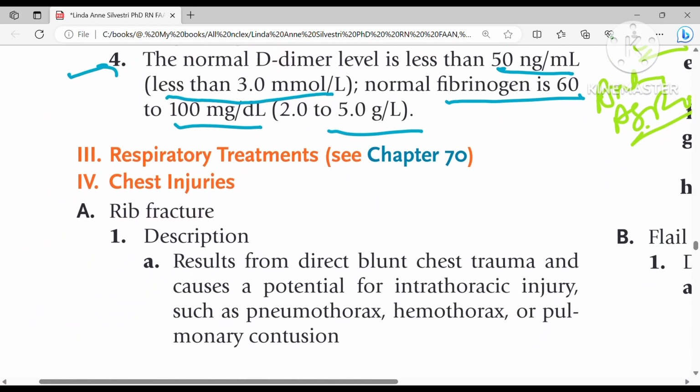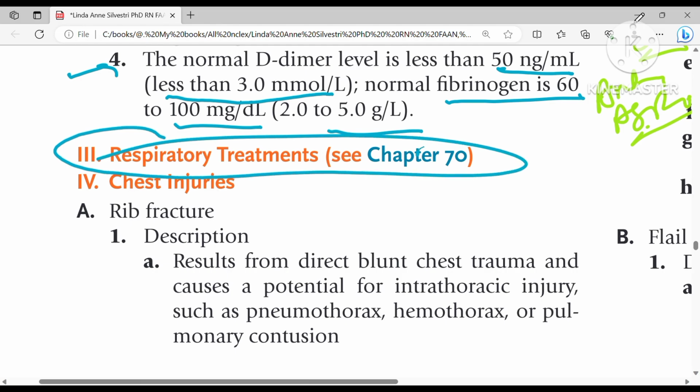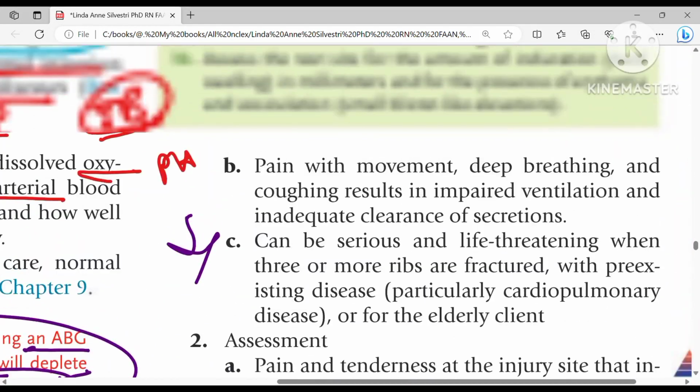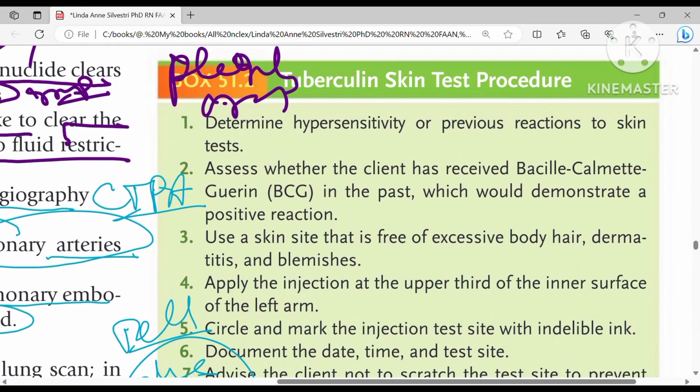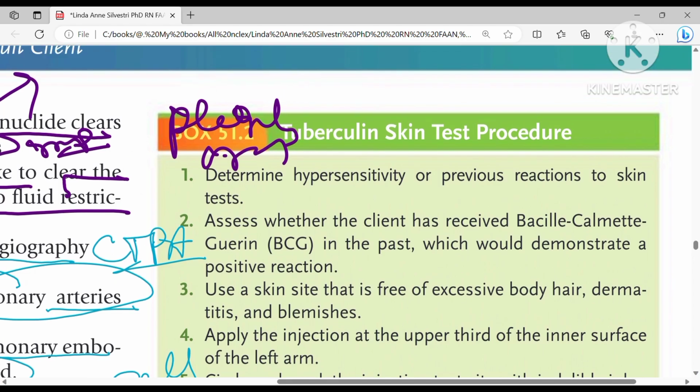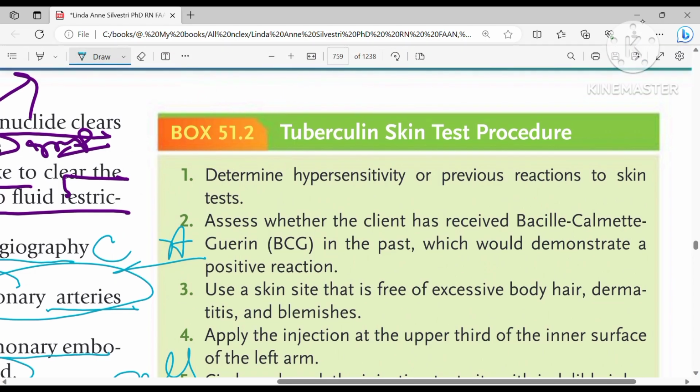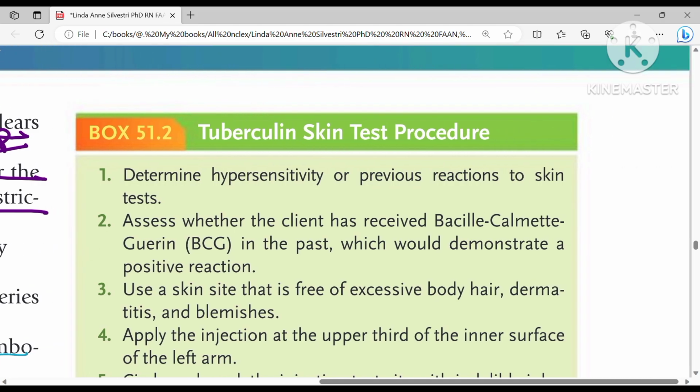Now coming to respiratory treatments. This we will study in the next chapter, chapter 70. Before coming to that, this is the clinical condition, chest injury and all. You will see here this tuberculin test.